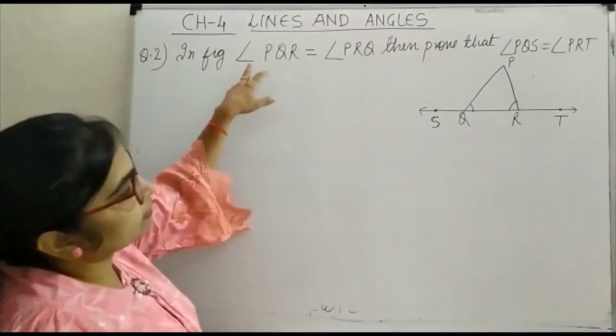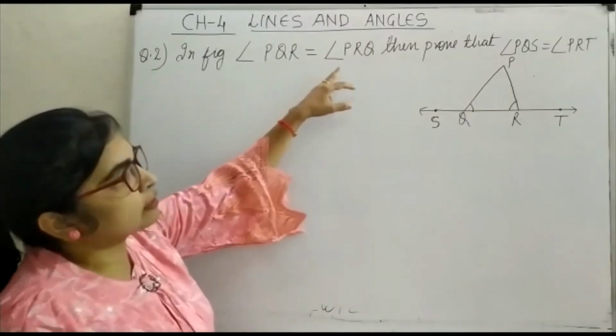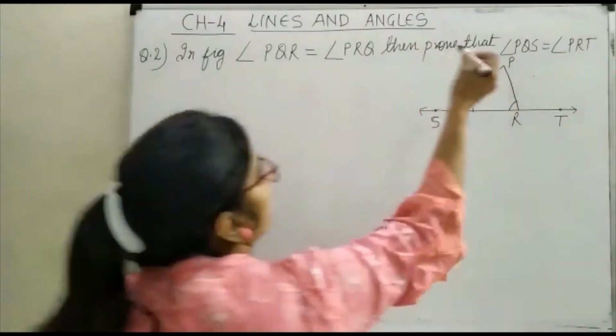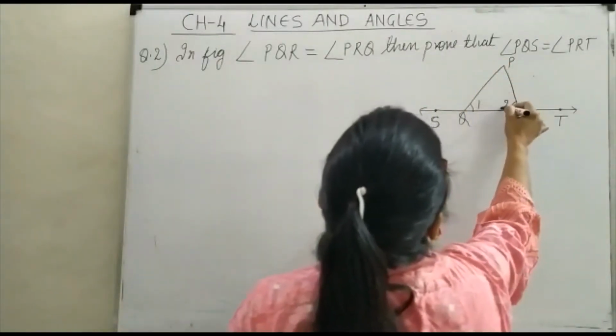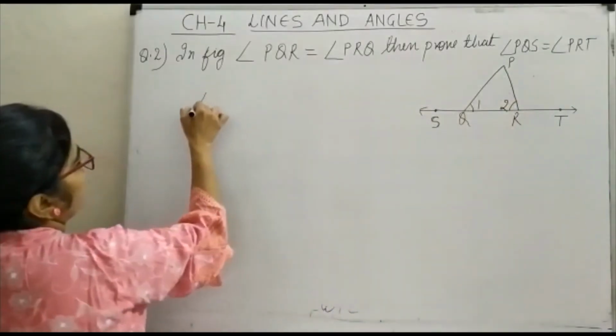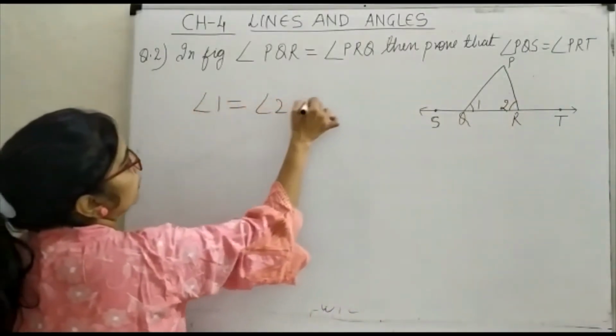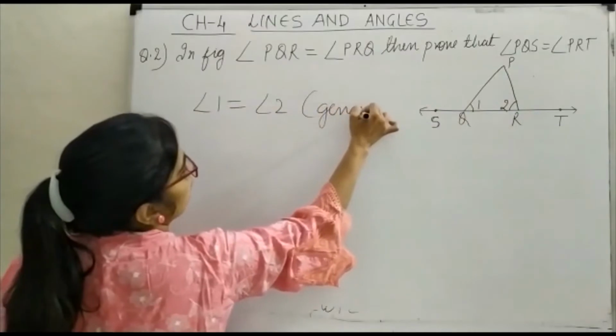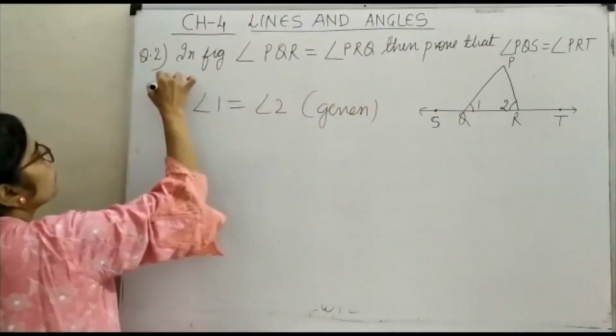Question number 2, it's given that angle PQR is equal to angle PRQ. We can label them 1 and 2. So what is given? Angle 1 is equal to angle 2. This condition is given, right? So this is your solution part.